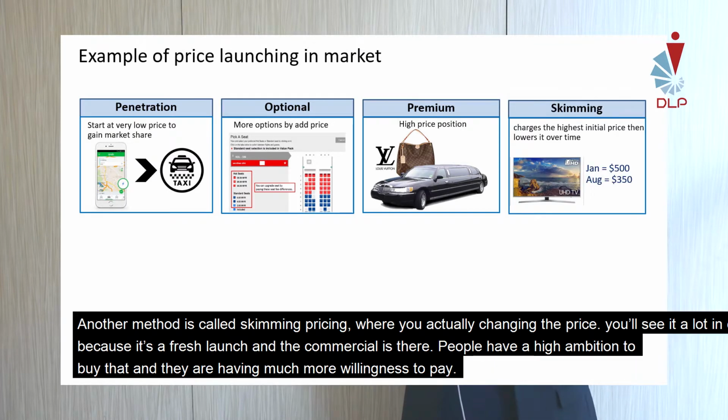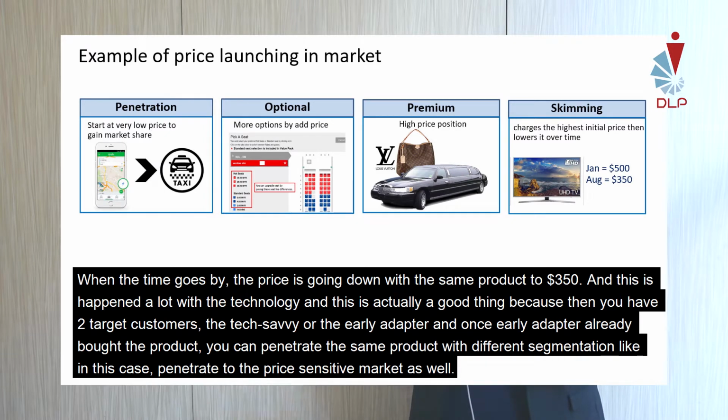Another method is called skimming pricing, where you actually change the price over time. You will see it a lot in electronics equipment. For example, you have a TV which in January you sell at 500 baht, but because it's a fresh launch and the commercial is there, people have high ambition to buy it, and they have much more willingness to pay. As time goes by, the price goes down for the same product to 350.